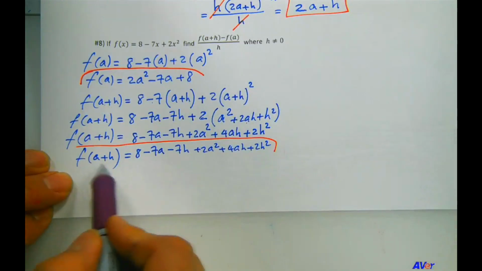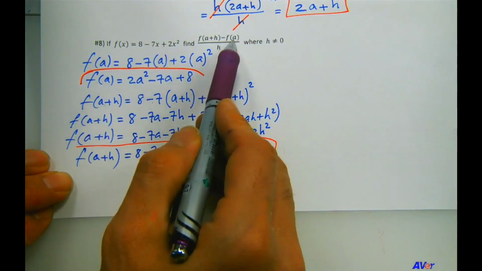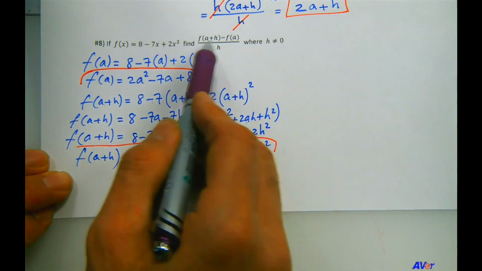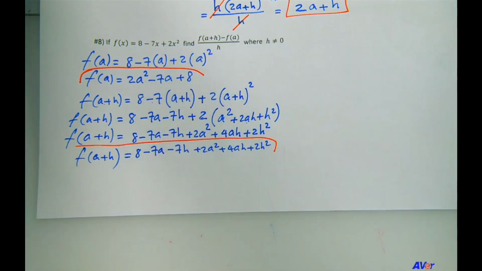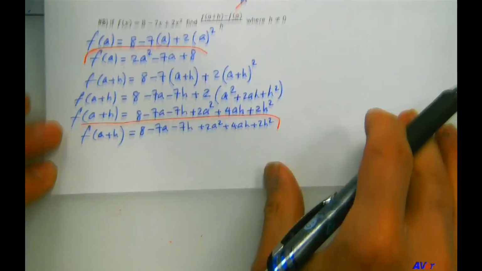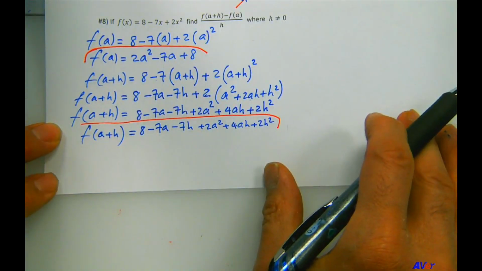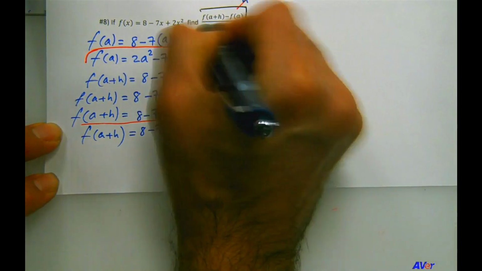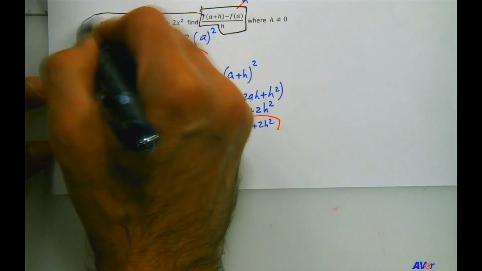Right? We needed this. We needed f of a because that's in the difference quotient. We needed f of a plus h. That's right there. So now we can calculate the difference quotient, right? So let's do that. Difference quotient says, let me bring that all the way here.